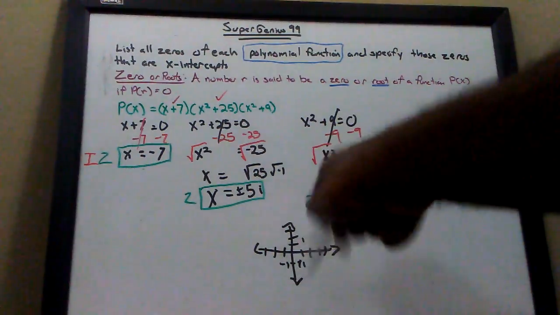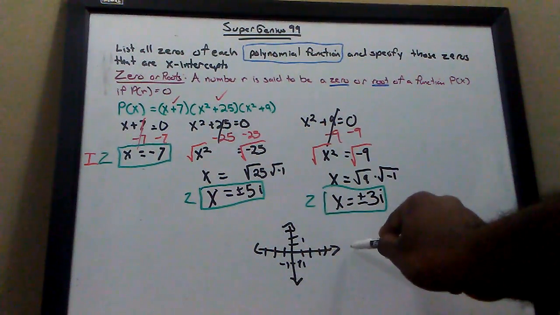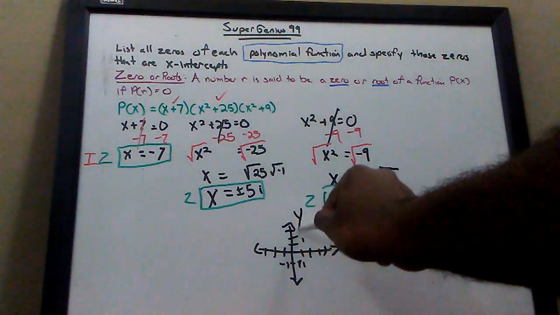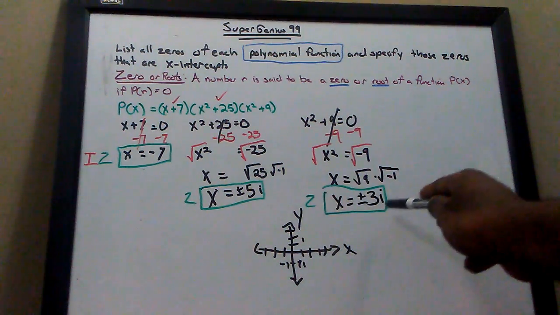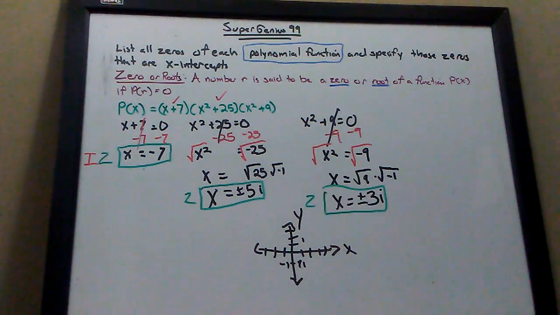But notice on your xy plane, there's no room for imaginary. We have yet to find a way to draw the imaginary number in the xy Cartesian coordinate plane. So anything that has an imaginary number like plus or minus 5i or plus or minus 3i, we can't graph it, so we don't have an x-intercept. So the only thing that's the intercept is the negative 7, not because it's negative, because it's a real number. Okay, let's look at another one.